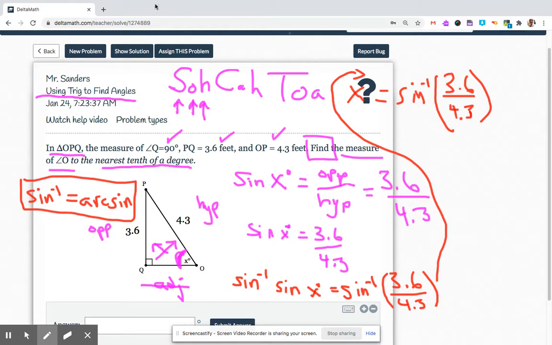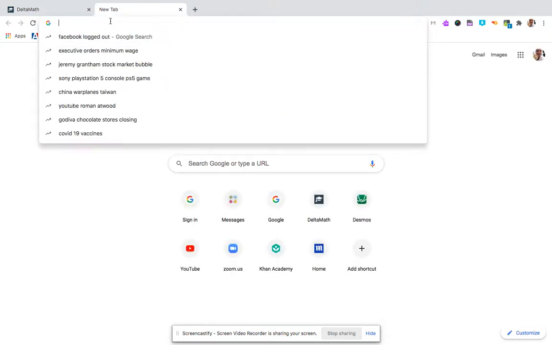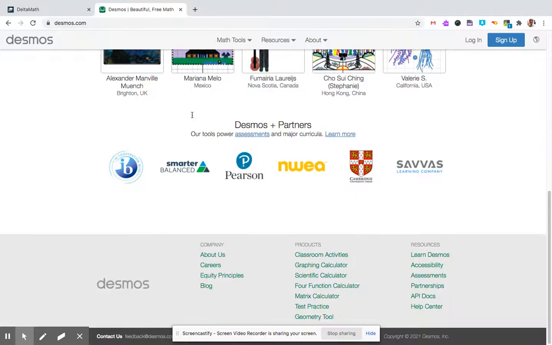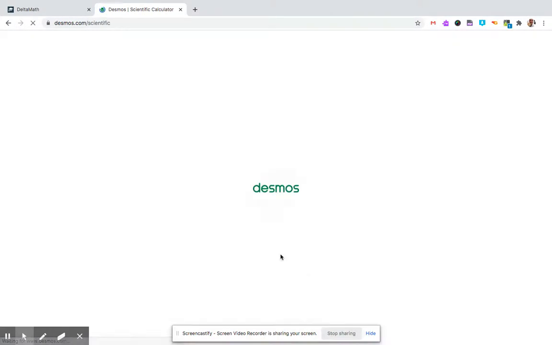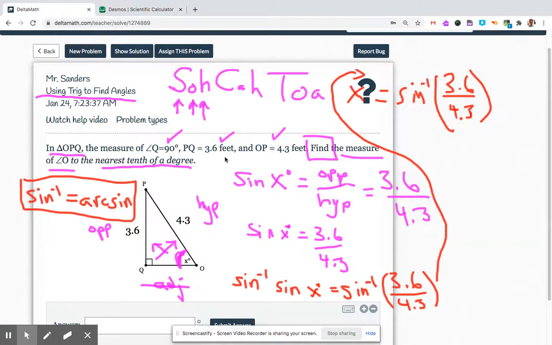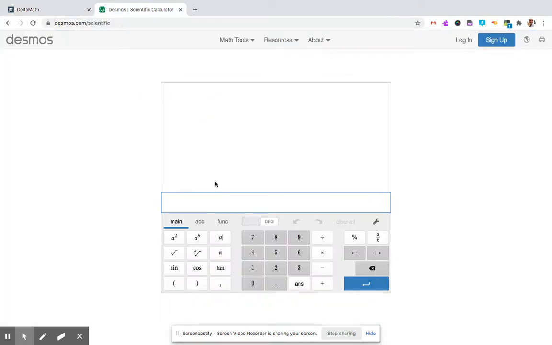Let's go ahead and look at our calculator. If you have your own, that's fine. I'm going to be using Desmos, the scientific calculator. It's at the bottom. The order that we do things is 3.6 divided by 4.3. I've stored that answer by hitting enter.